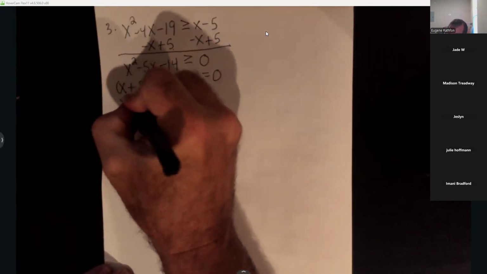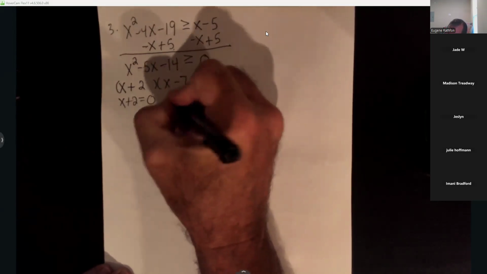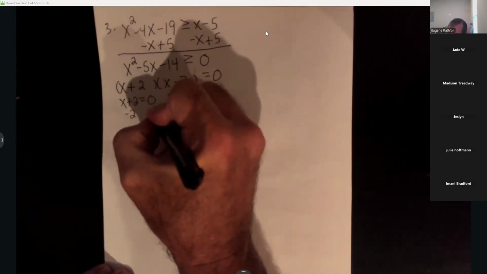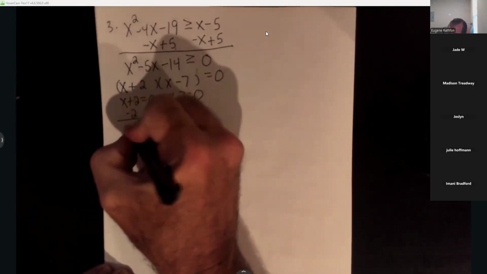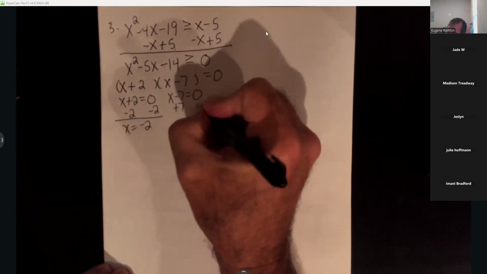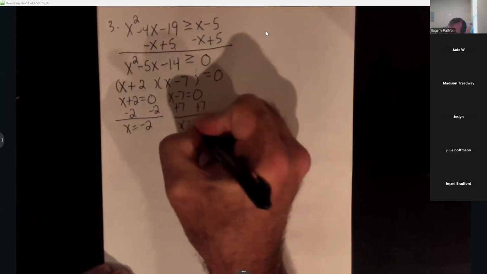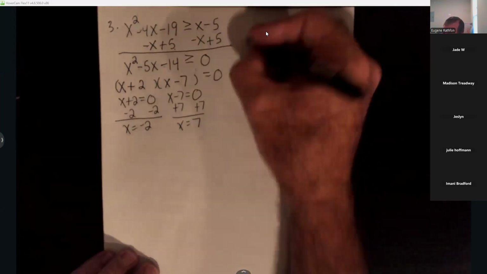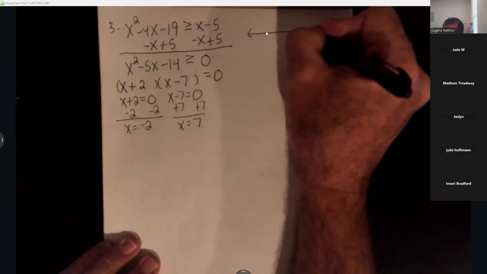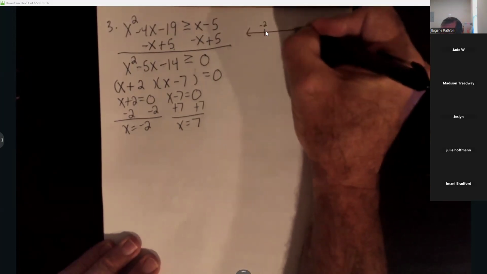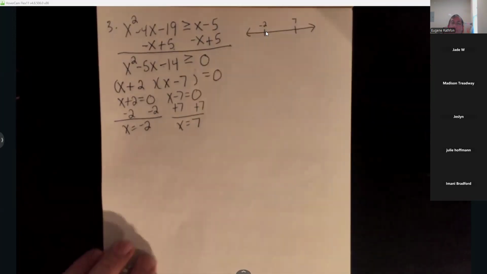All right, y'all, I'm just going to solve these and get my two answers. So it looks like I'm going to get a negative 2 and a positive 7. All righty, let me set up my number line. So I had a negative 2 and a positive 7.